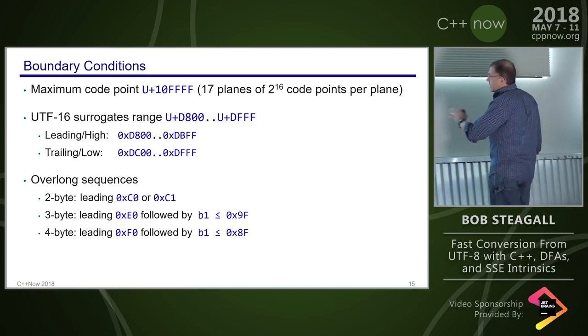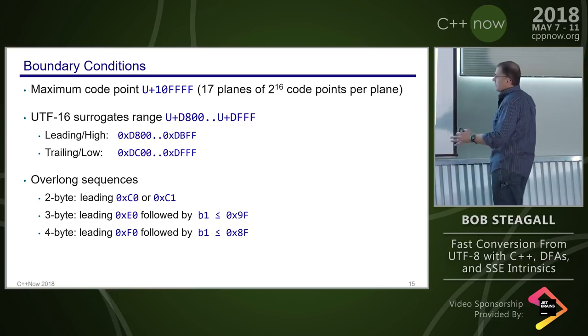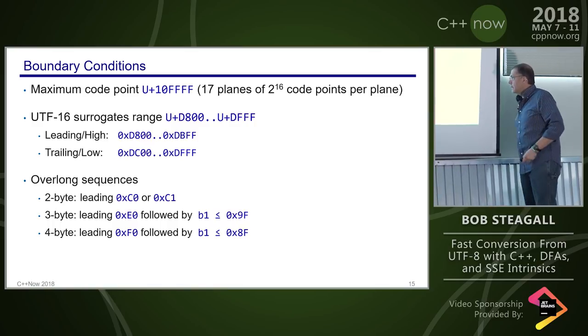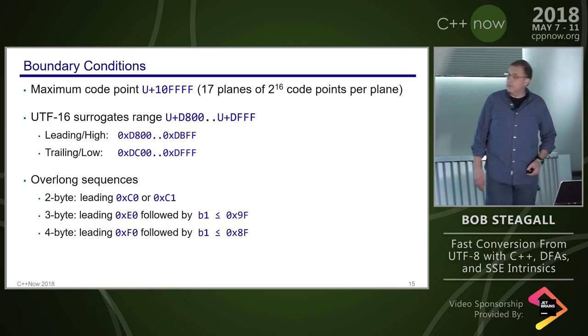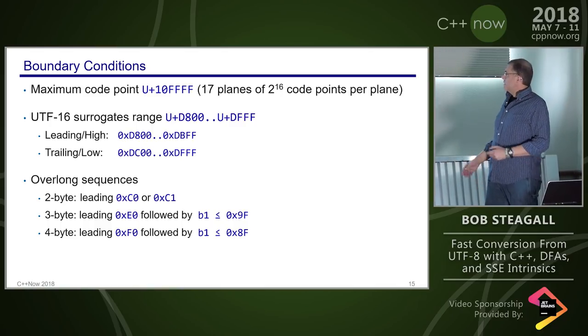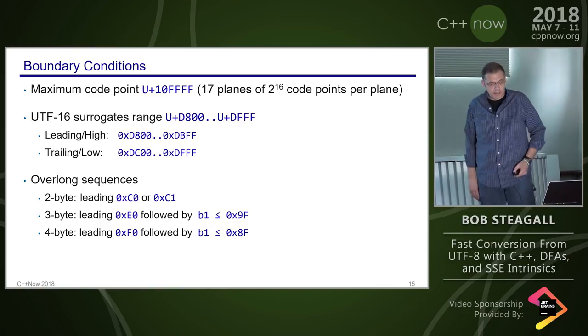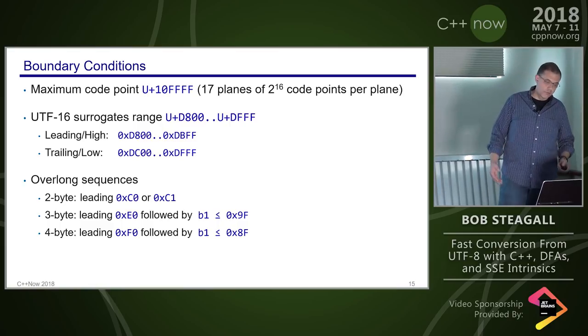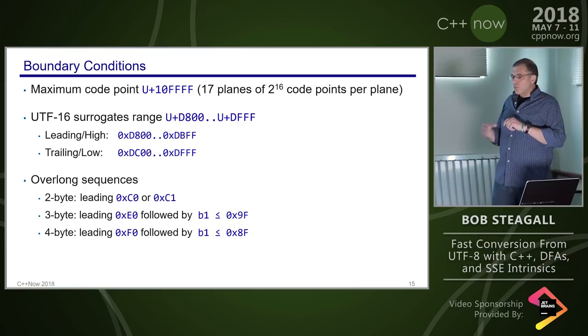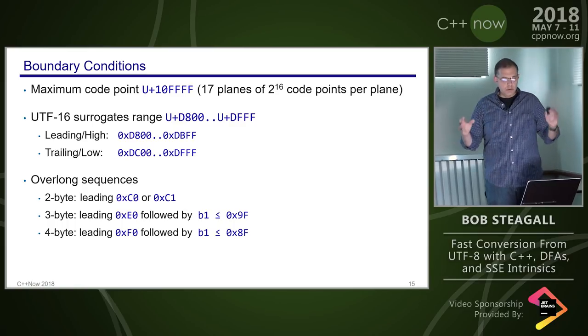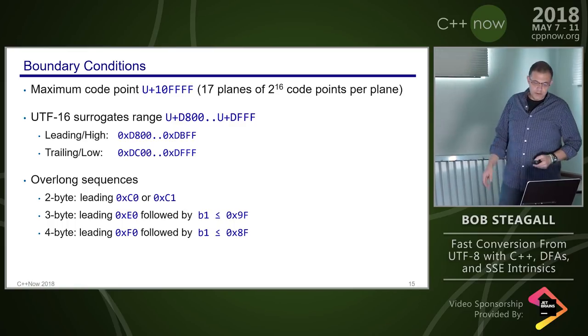And for 3-byte sequences, if the leading byte is E0 and it's followed by any byte that's less than or equal to 9F, that's overlong. And if it's a 4-byte sequence, it begins with F0, followed by any byte less than 8F, it's also overlong. So these form rules that we're going to need to look at when we construct the DFA that we're going to use to do the decoding.